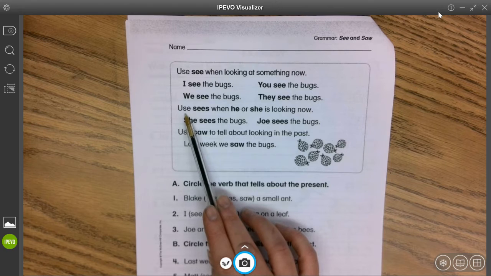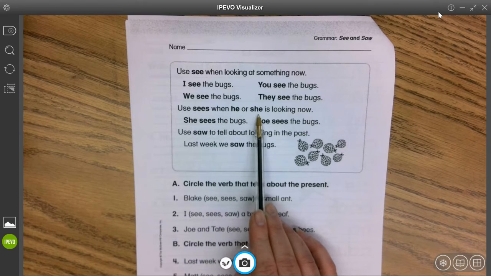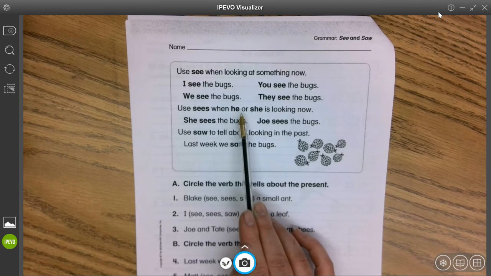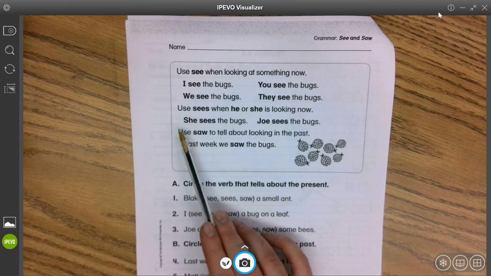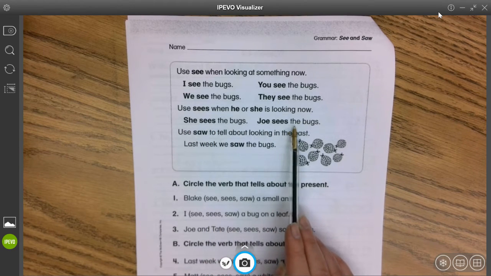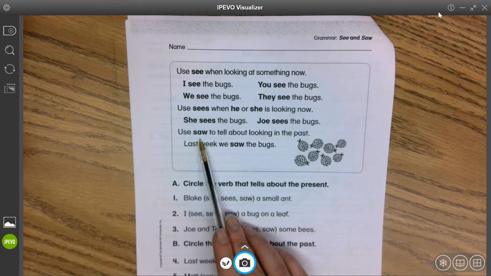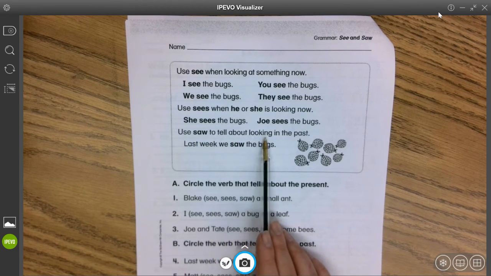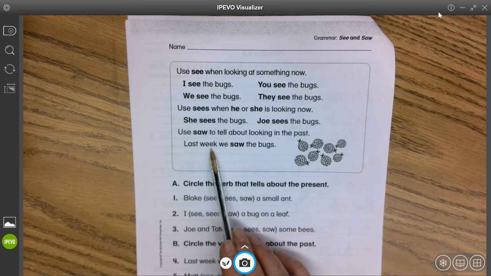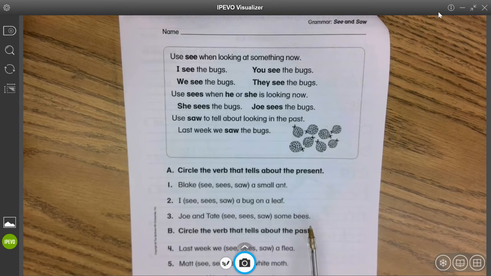But we use sees when it's he or she, so it's one other person, just one other person, not a group. He or she is looking now. She sees the bugs. Joe sees the bugs. We use saw to tell about looking in the past. Last week, we saw the bugs. We don't say seed because that's something you plant in the ground.